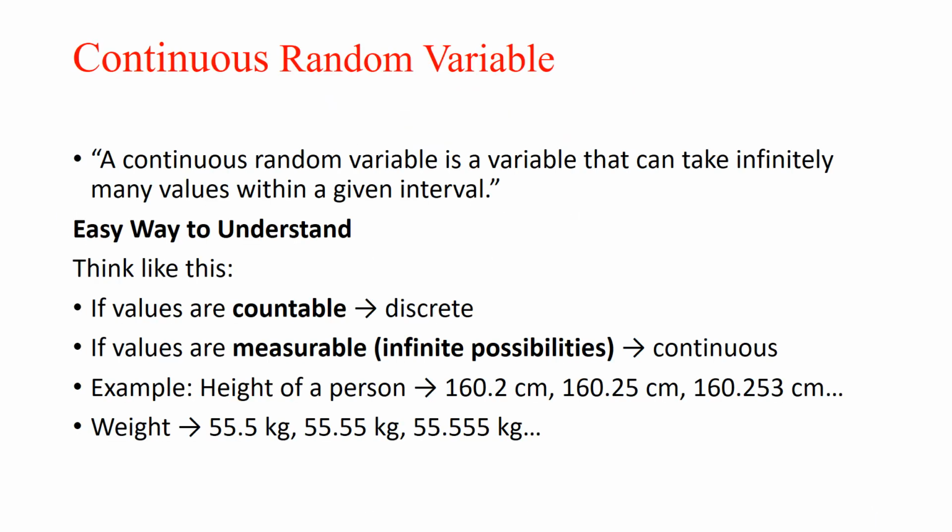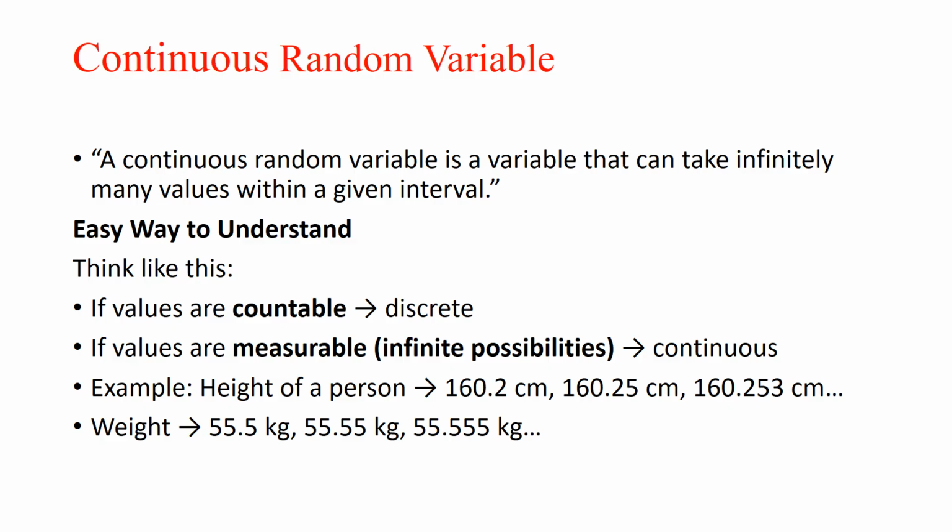A continuous random variable is a variable that can take infinitely many values within a given interval. Let me explain this in a simple way. If a variable can take only specific values like 1, 2, 3, it is discrete. But if it can take any value like 1.1, 1.11, 1.111, then it is continuous. So continuous means there are unlimited possibilities between two numbers.